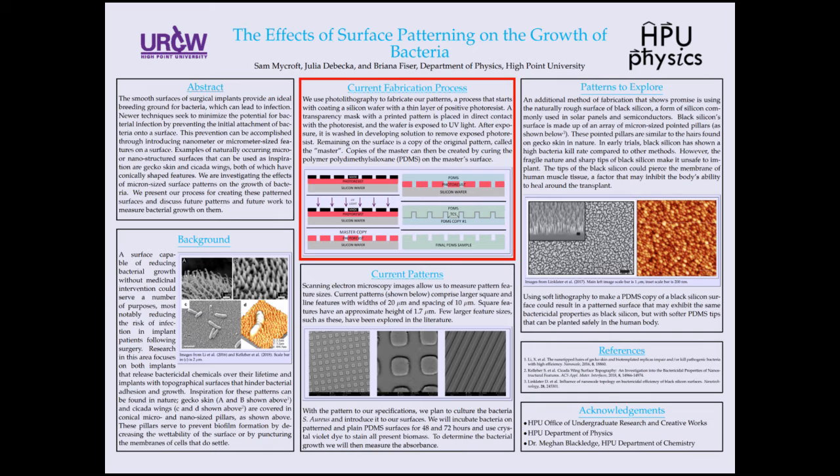Our method uses a process called photolithography to transfer a two-dimensional pattern into a three-dimensional pattern on our surface. A clean silicon wafer, acting as our surface, is first coated in a 2-micron deep layer of positive photoresist, a liquid polymer that breaks down in the presence of UV light.